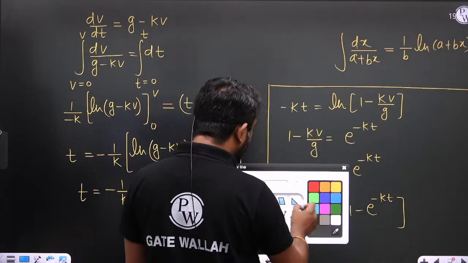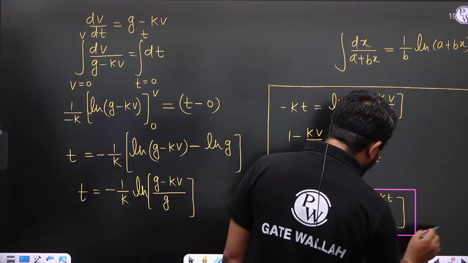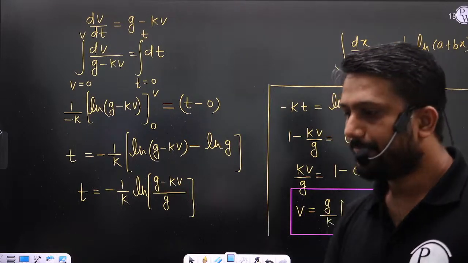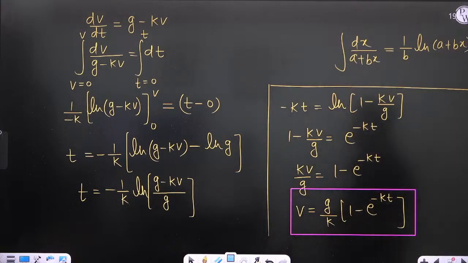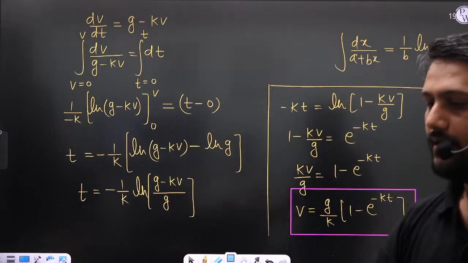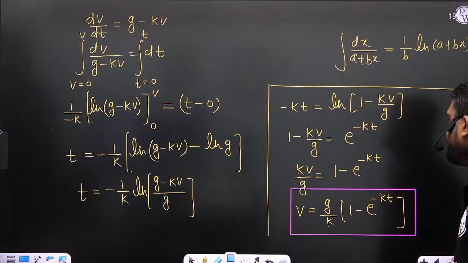So this is the variation of v with respect to time. Right. v is equal to g by k, (1 minus e to the power minus kt).